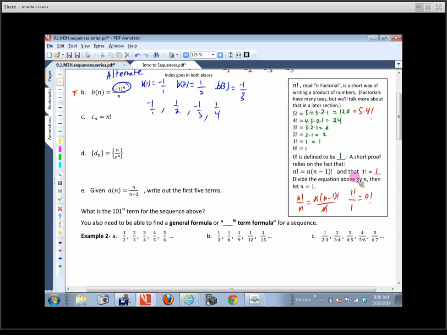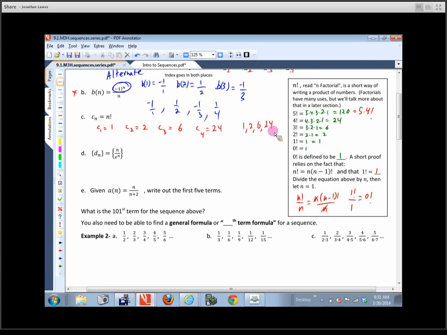So if I want to say C sub n is n factorial, then C sub 1 is 1, C sub 2 is 2, C sub 3 is 6. I'm just going up this list right here, and C sub 4 is 24. There's our list of numbers: 1, 2, 6, 24. There's our sequence. Any questions?